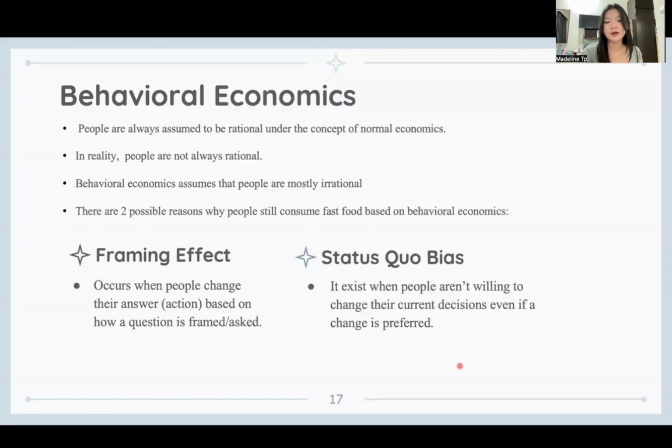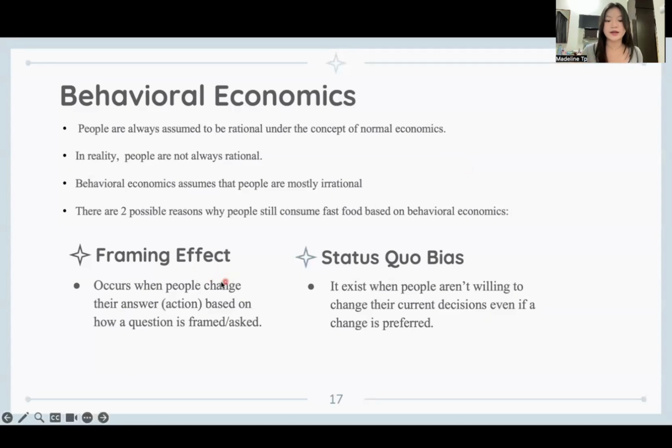So, usually, people are assumed to be rational under the concept of normal economics. But in reality, people are not always rational. Under behavioral economics, it is assumed that people are mostly irrational. And back to my question, there are two possible reasons, based on behavioral economics, on why people still consume fast food even though they know it's bad for their health.